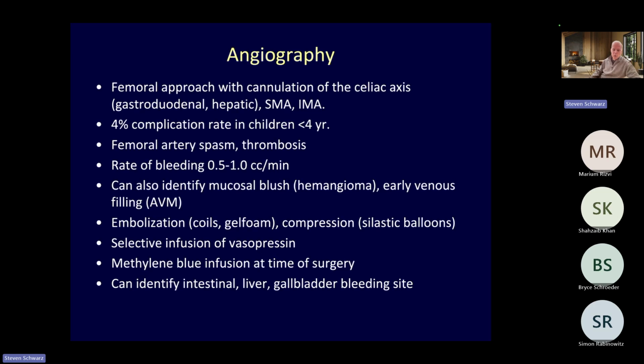Angiography, something we use very rarely. Usually it's the femoral approach, and you cannulate the celiac axis. There is a complication rate in very young children. Again, this is useful if you're looking for AVMs or an occult angioma, and it can be quite useful. Again, I would do a tagged RBC scan before I would do this, which has a much higher likelihood of having a complicated course.